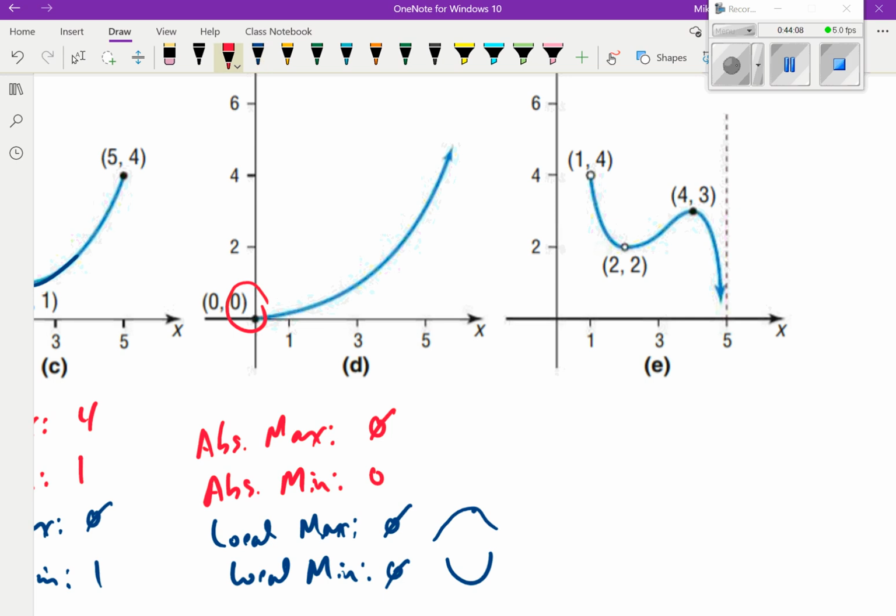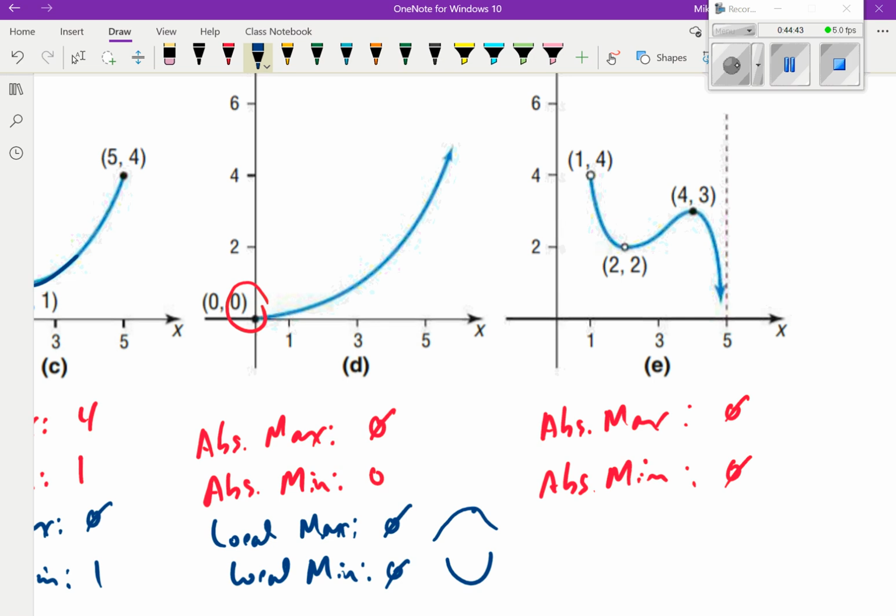In our last example, example E, let's see if I have an absolute max, absolute min. So is there one point that is higher than any other point on the graph? And it looks as though I might be able to say 4. However, that's an open dot, so I don't have that value there. So I have no absolute max. Do I have an absolute min? What's the lowest? Well, notice this line keeps on going down. That curve keeps on going down to negative infinity. So that means I have no absolute min either.